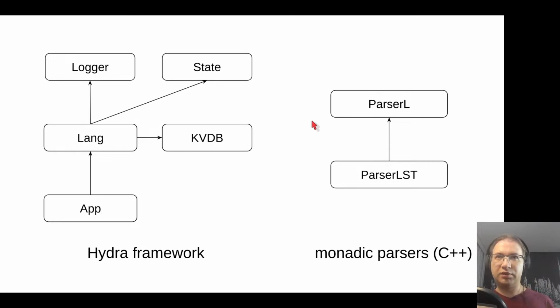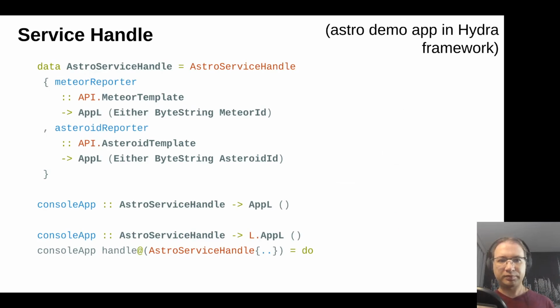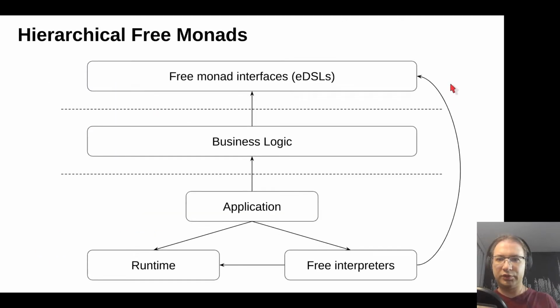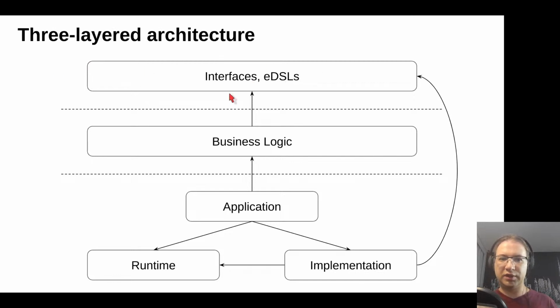Also, I developed a monadic parser combinator library in C++ and based it on free monads, and I had two layers. I don't quite remember why I needed two layers, but still it is what it is. There is one layer of parser L, a free monadic language, and another layer of parser LST, whatever this means. So I mimicked the Haskell Parsec combinator library with a free monadic approach, a hierarchical free monadic approach. But this is not the only thing that can be placed into the top layer here or into the layer here.